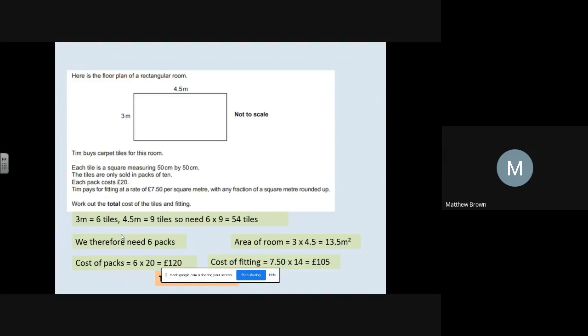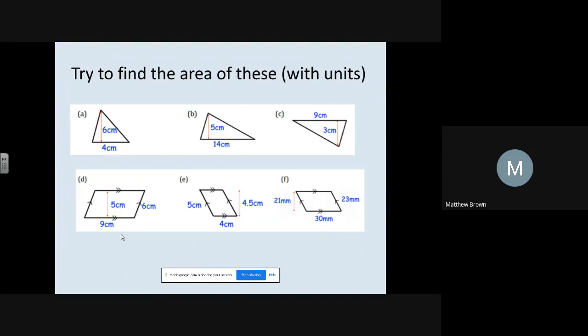So what I'd like you to do is try and find the areas of these triangles and parallelograms. You can make sure you put units with your answers, please, guys. Try and remember what we've just talked about. And check your answers in a few minutes when you've had a go at it. If you want to use calculators, you can.